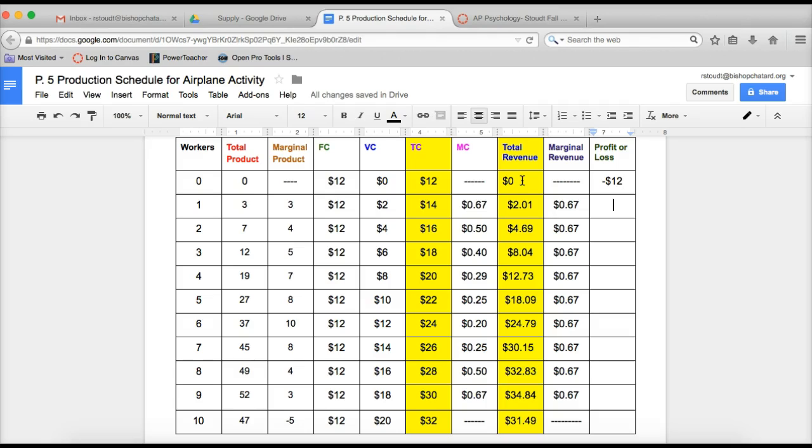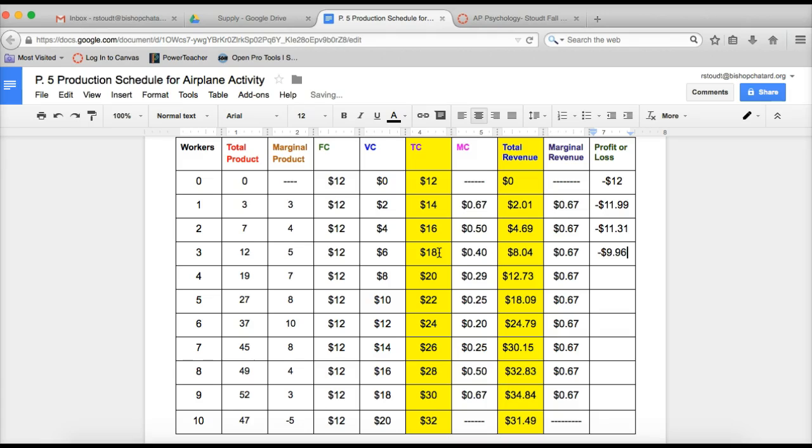Now, at 1 worker, we're going to subtract $2.01 minus $14. If you do that, we're going to have a loss of $11.99. At 2 workers, we're going to subtract $4.69 minus $16, so you're going to have a loss of $11.31. At 3 workers, you're going to subtract $8.04 minus $18. So again, you're going to have a loss of $9.96.